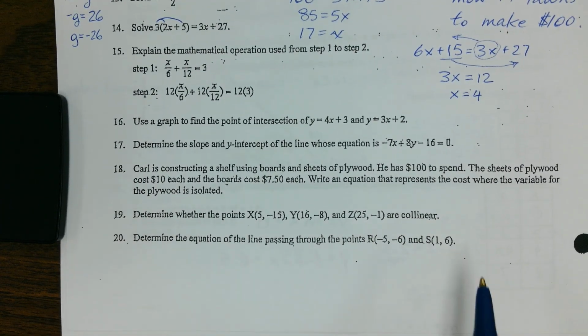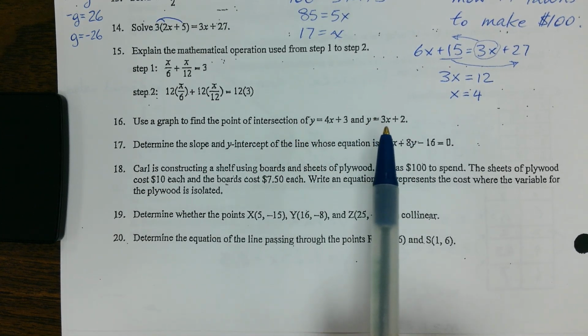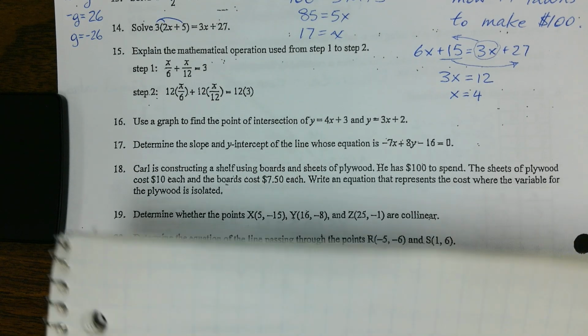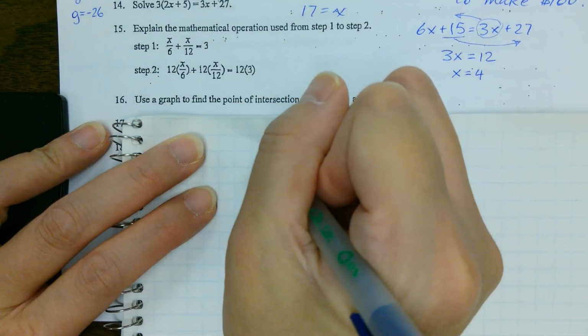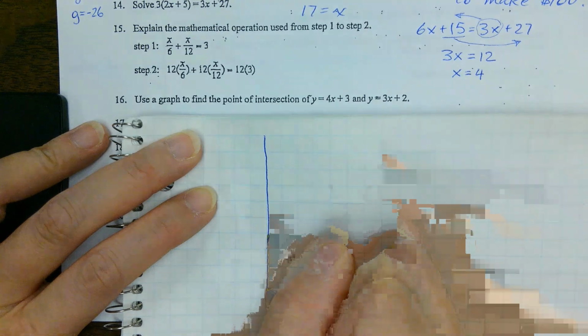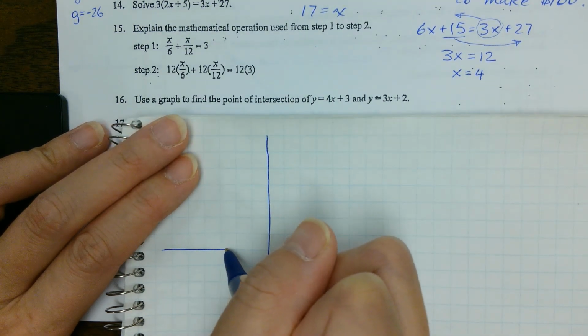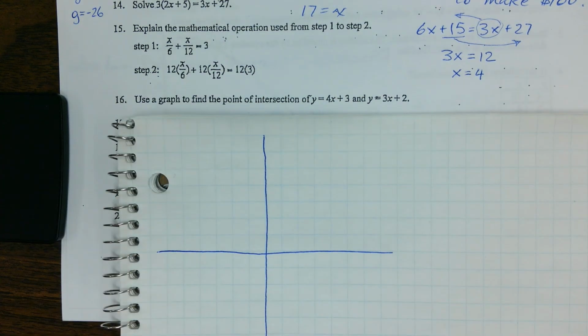Okay. Use the graph to find the point of intersection of these two lines. So let me just quickly go over that, because you guys need to know how to graph. I know in the last assignment you were able to use Desmos to help you graph. Well, remember on the test, you can't use Desmos, so you need to know how to graph by hand.